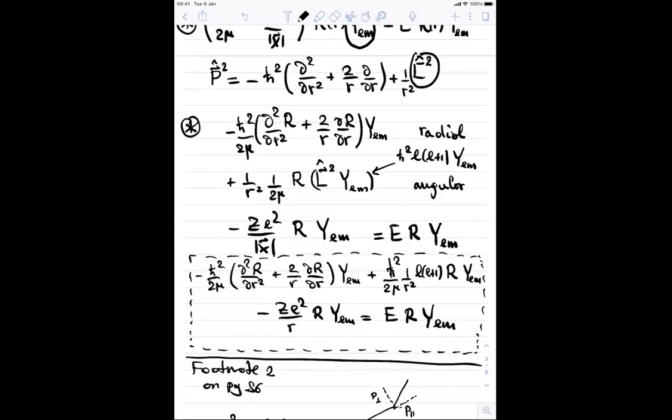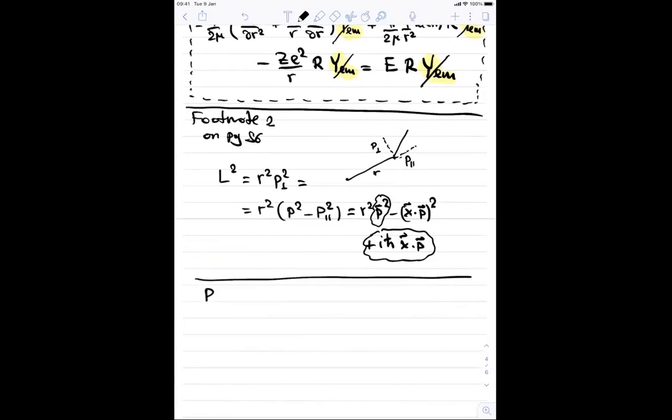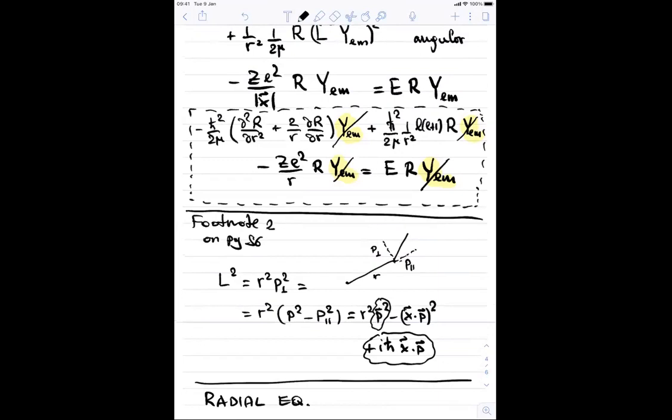Now you see that the spherical harmonics Y appear here, here, here, and here. But there is no longer any derivative with respect to theta and phi to take care of, okay? So in fact, they are just spectators. Since they are spectators, let me just cancel them. So I cancel the Y, and what I get is a radial equation. The radial equation reads just what you see there without the Y, okay?